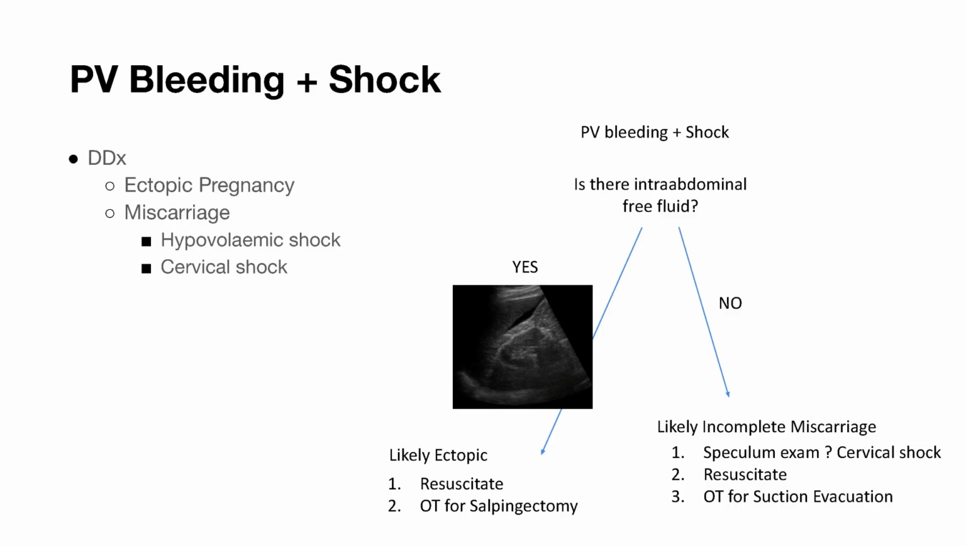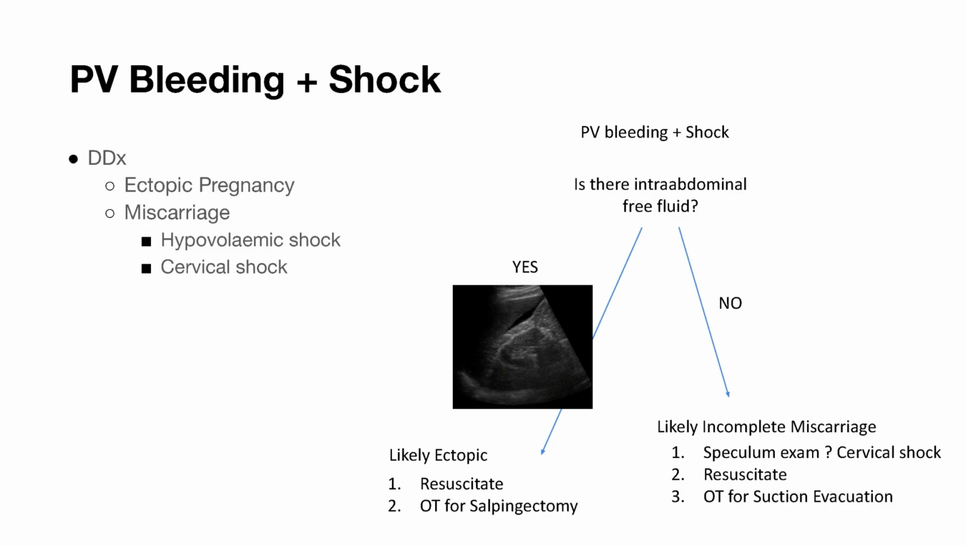The algorithm really is that, of course, in the context of a resuscitation and rapid assessment, a fast scan can be used to identify whether there's free fluid in the peritoneal cavity or not. And as you can see demonstrated on the picture on the left, if there is, then it's likely to be ectopic pregnancy. The priorities here are to resuscitate with early use of blood products and or a massive transfusion, and organise the operating theatre for a salpingectomy. A lot of the other forms of assessment and management really are very peripheral, and these are the two time-critical interventions.